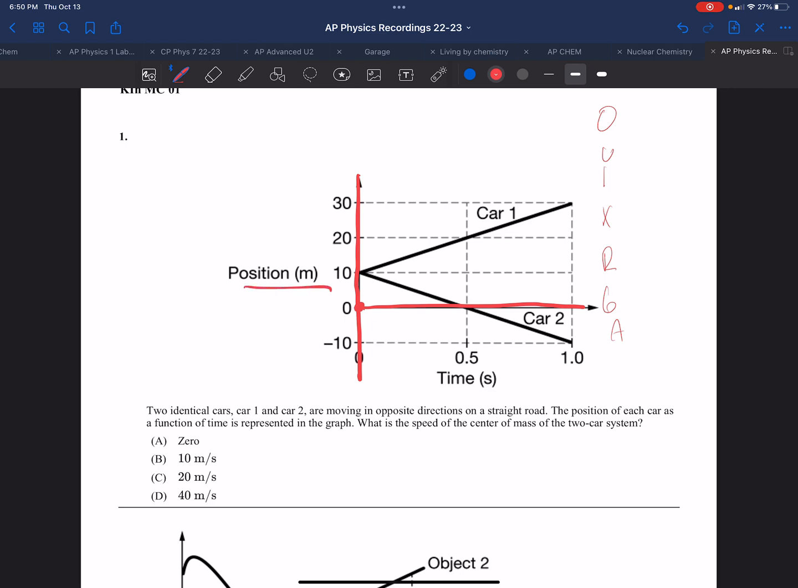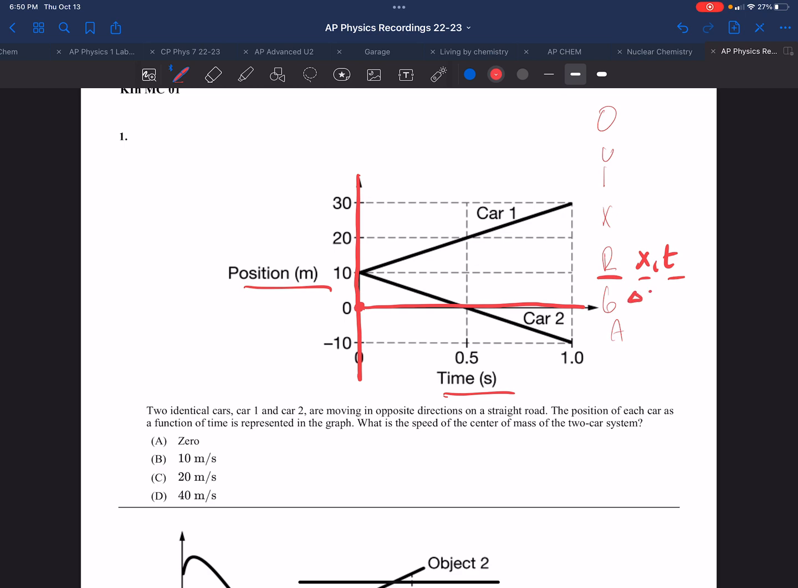Y-axis is position in meters. X-axis is time in seconds, normal units. So therefore, any questions asking about the axes would be position and time. So any question about position and time, we'll just read the graph.